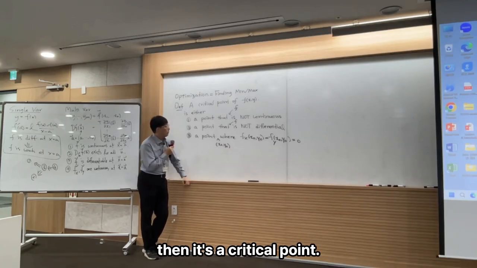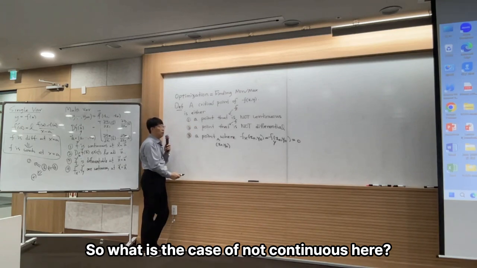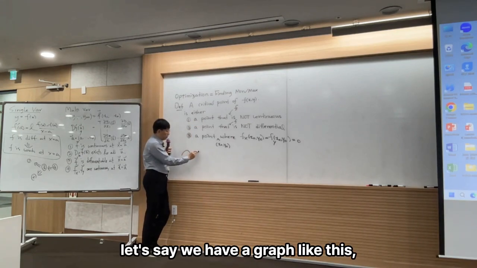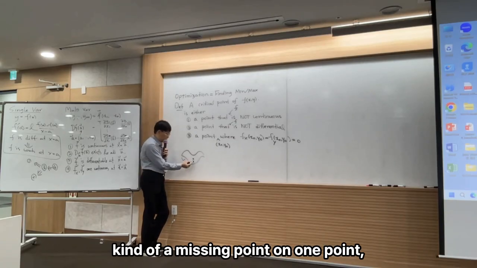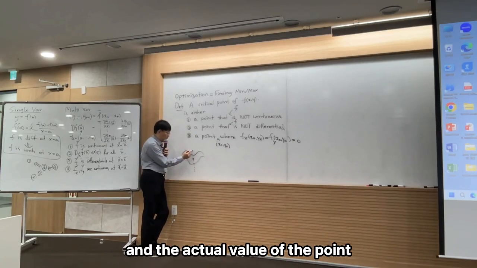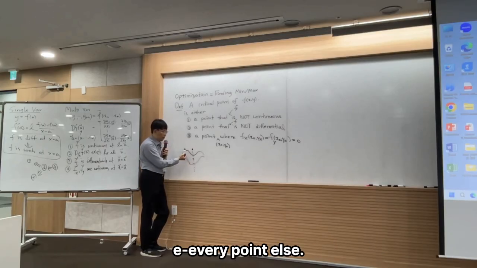So what is the case of not continuous here? Let's say we have a graph like this, but with a hole, a missing point at one place, and the actual value of the function at that point is way higher than every other point.